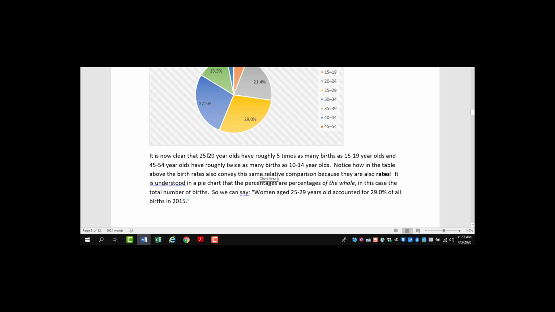And so here, it's now clear that 25 to 29-year-olds have roughly 5 times as many births as 15 to 19-year-olds. So 5 times, that's about 6, a little less than 6, is a little less than 30, which is 29. So these women had 5 times more births than this category of women. So the table's nice and the pie chart's nice because we can get at comparisons like this.